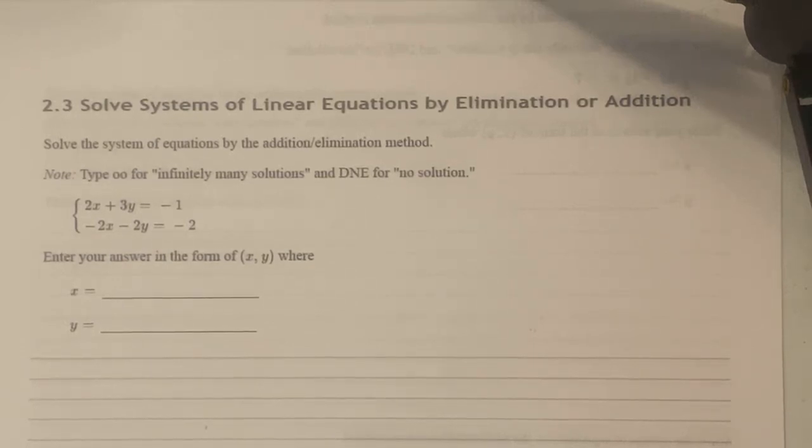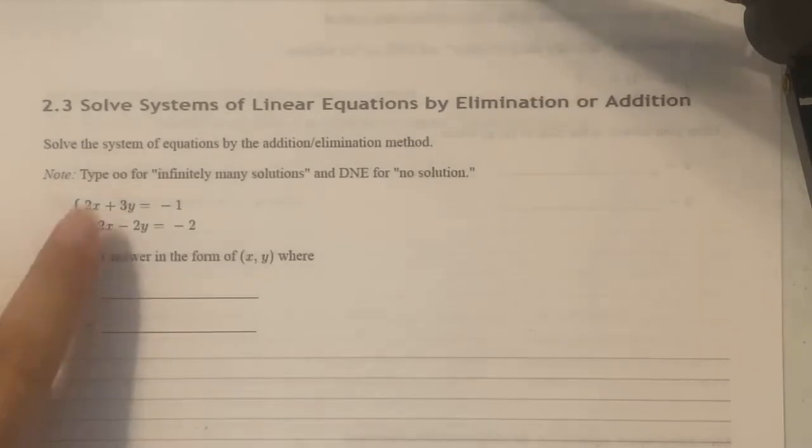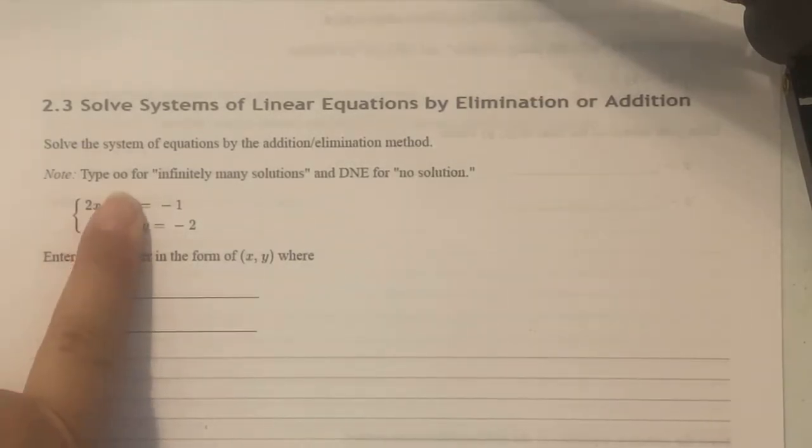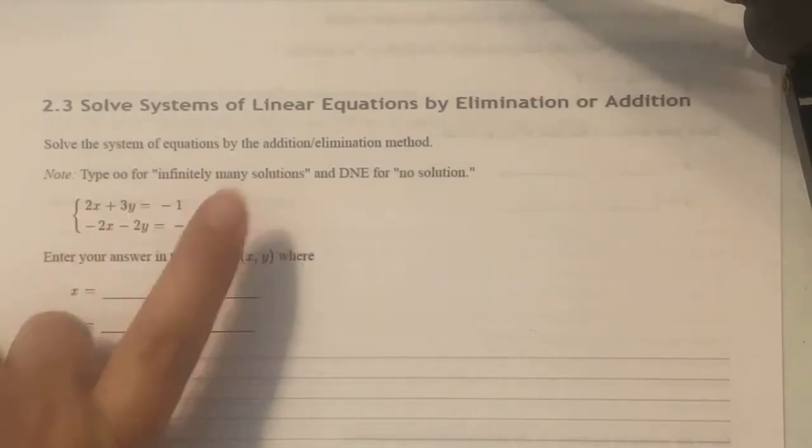Section 2.3, solving systems of linear equations by the elimination or addition method. I always call it the elimination method. Remember, if it's infinite solutions, you're going to type in 0, 0 for infinite solutions, D&E if it's no solution.